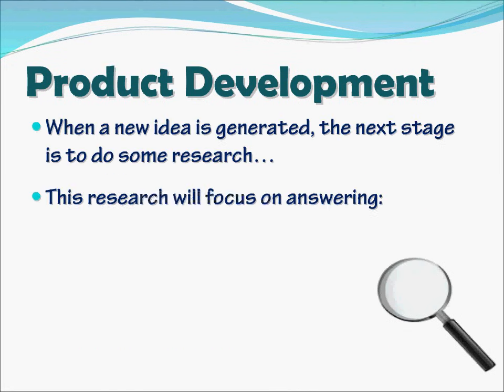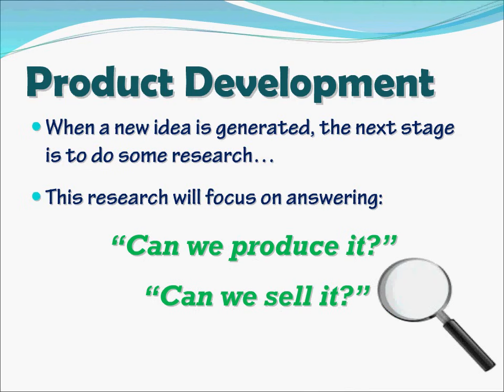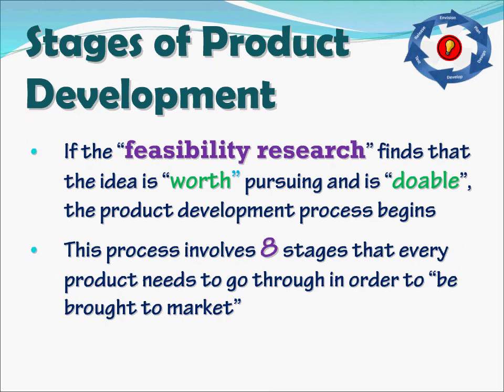So once you've determined that you need to create this product, you then are going to answer these questions. Can you produce it and can you sell it? This is something that we looked at with the feasibility study. It's something that we will refer to and revisit many times over in the following lessons. So if the feasibility study finds that the idea is worth pursuing and that it is doable, the product development process begins. This process involves 8 stages, and every product needs to go through each of these 8 stages in order to be brought to the market, in order to be sold to consumers.